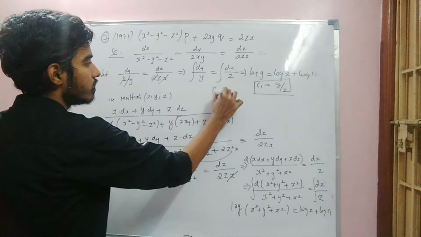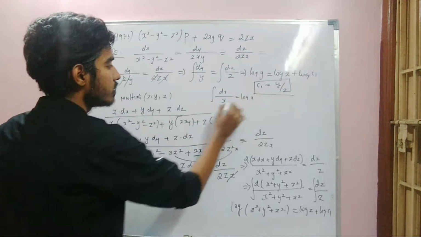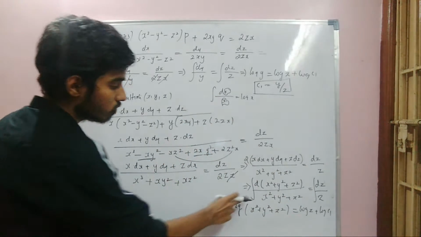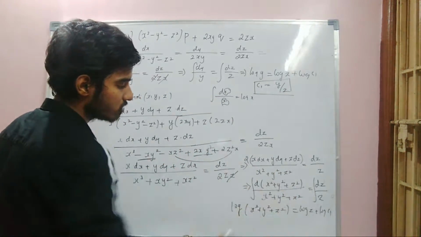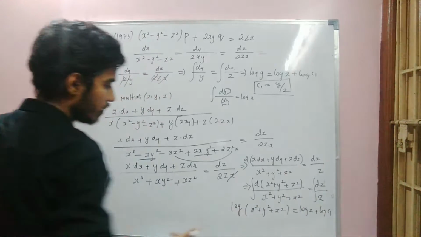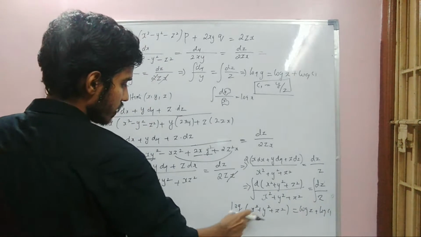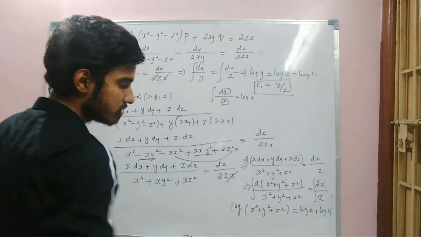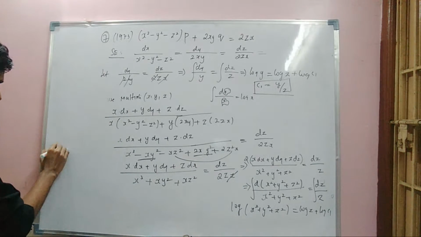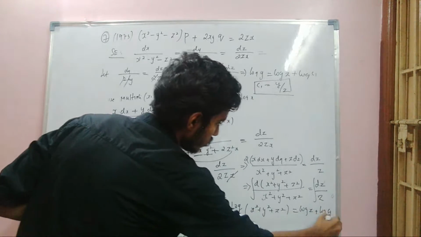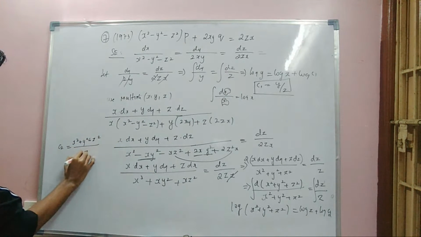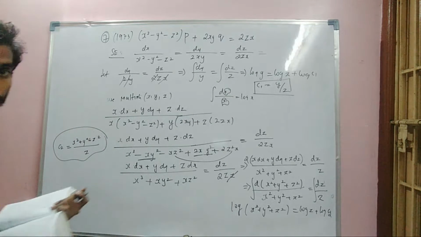We know that integral dx by x is equal to log x. So instead of x, we have x square plus y square plus z square. So the integration will be log of x square plus y square plus z square, and that is log z plus c1. So if we bring this to this side, we have log of x square plus y square plus z square minus log z is equal to log c1. If I use the log a minus log b formula, we have c2 equal to x square plus y square plus z square divided by z. This is our second solution, right?